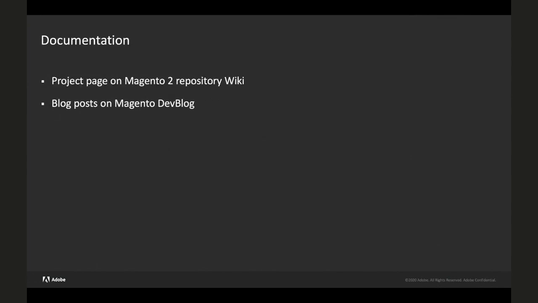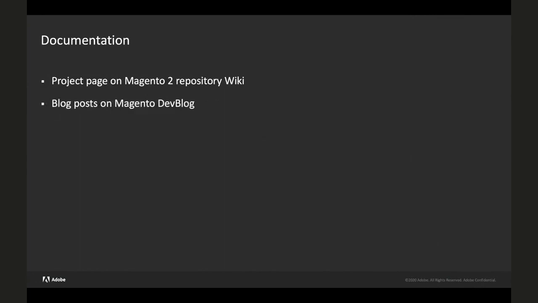The documentation can be found on the Magento 2 repository wiki. Just go to the GitHub wiki and you can easily find the project page in the sidebar on the right side. There are links to documentation for all the projects, including PHP 8 compatibility.